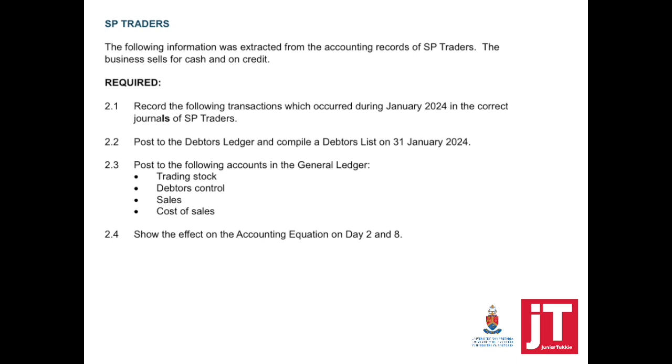So required: record the following transactions which occurred during January 2024 in the correct journals of SP Traders. Post to the debtors ledger and compile a debtors list on 31 January 2024, and post to the following accounts in the general ledger: the trading stock, debtors control, sales and cost of sales. The last question, show the effect on the accounting equation on day 2 and day 8.